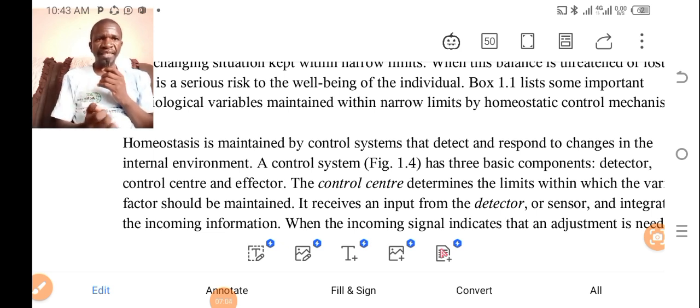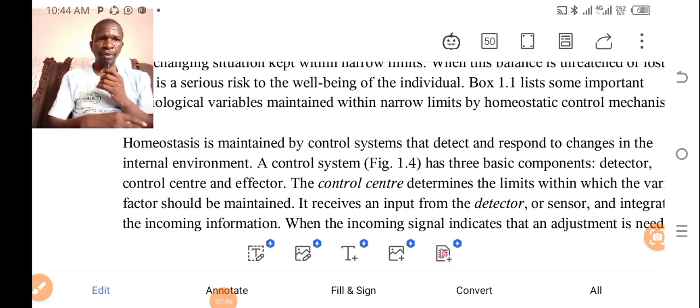So a detector is the one that recognizes that there is a change in the levels of a particular variable. There's a change to your temperature, there's unfavorable change to your blood pressure, there's unfavorable change to your pulse, unfavorable change to your blood tissue oxygen, and this can potentially damage your cells and tissues. So this is the detector, which is detecting the abnormalities in the variables of the internal environment. When that happens, the information which is detected is sent to the control center, which is in the brain.